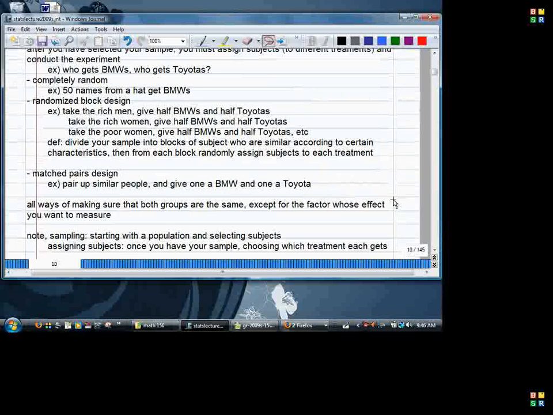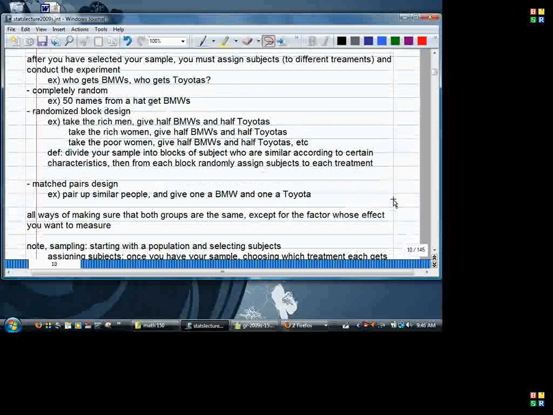And then also figure out what experimental design you're going to use: random, randomized block, matched pair, etc. So all the various things that we've talked about so far, try to design an experiment using all of them. Okay?